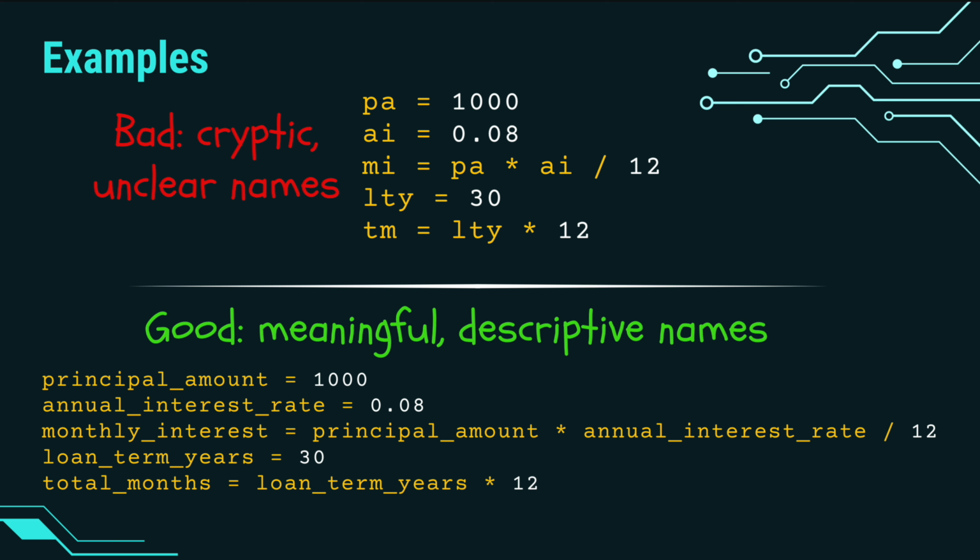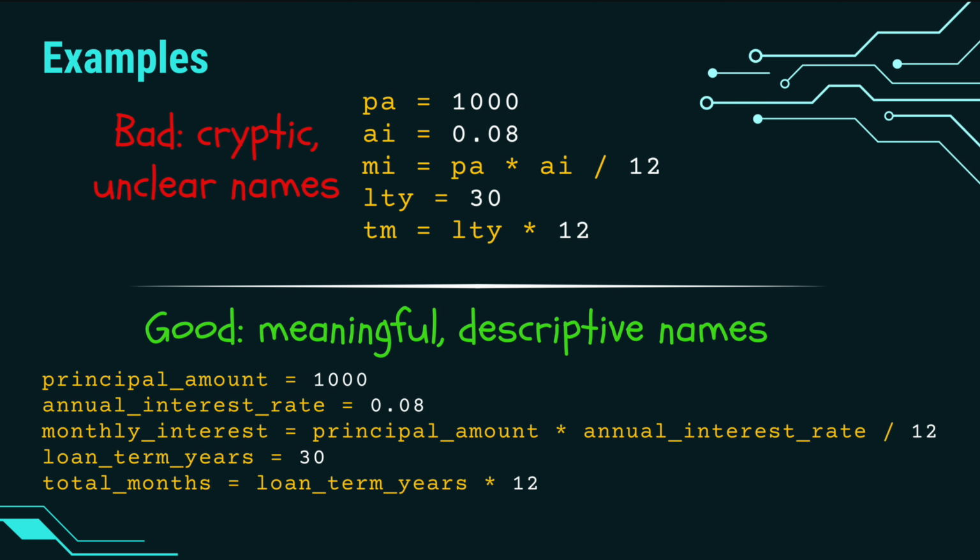Now look at the bottom. The same logic is written with meaningful descriptive names. principal_amount equals 1000, annual_interest_rate equals 0.08, and loan_term_years equals 30. Now the code is perfectly clear. We can immediately see that it's calculating the monthly interest for a loan.